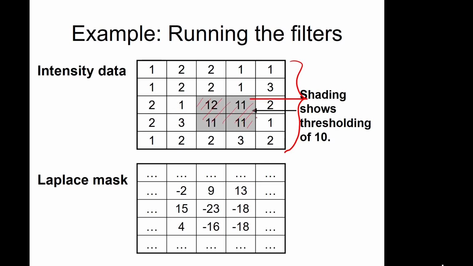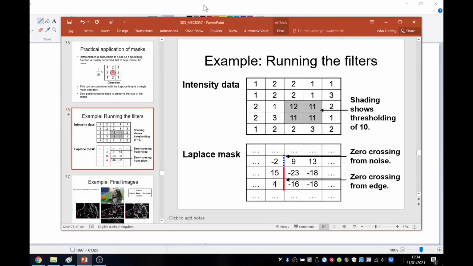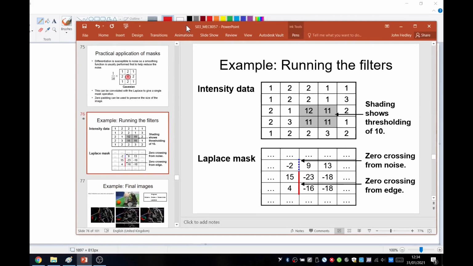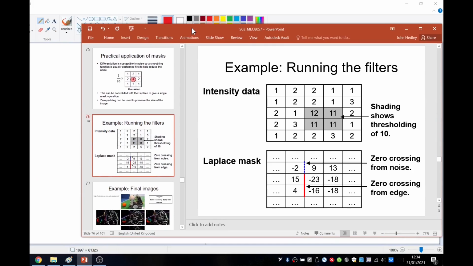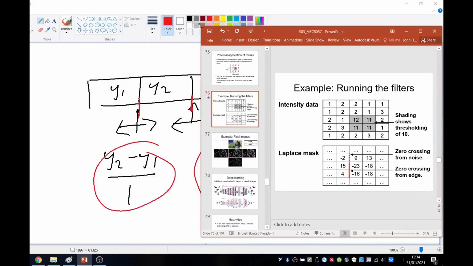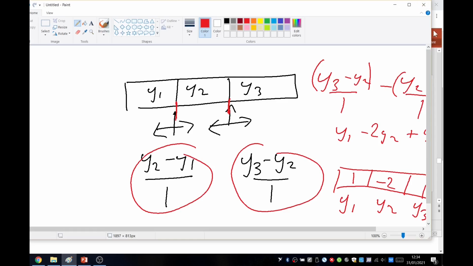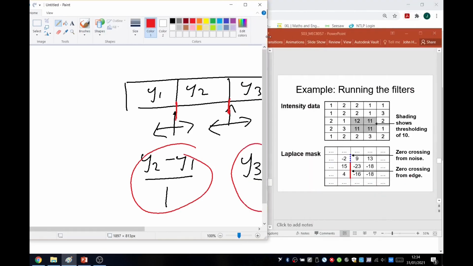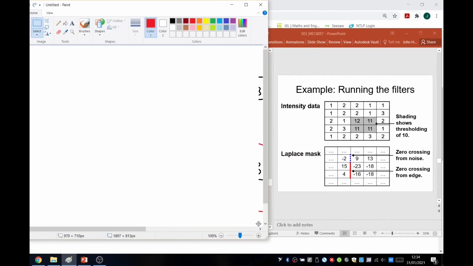The alternative is we can use one of our filters. So we'll try running a filter over this. I'll need both windows open at once for this, so I'll just shrink this slightly. So what we can see is, to run our Laplace filter, if you look at, so we've got a grid.